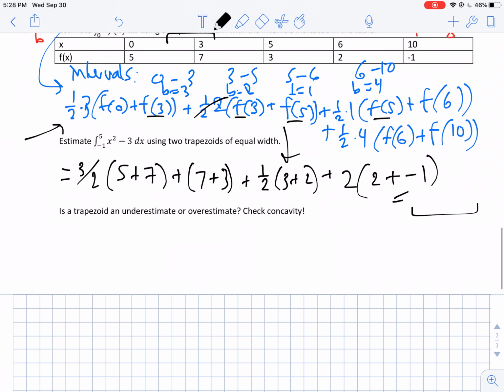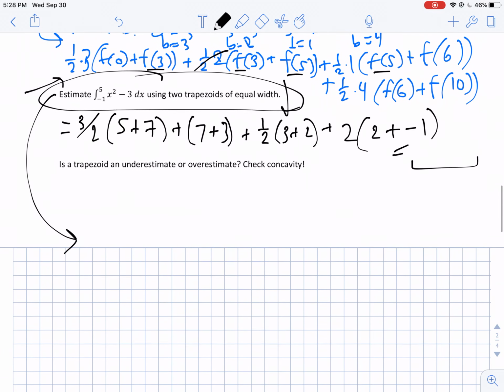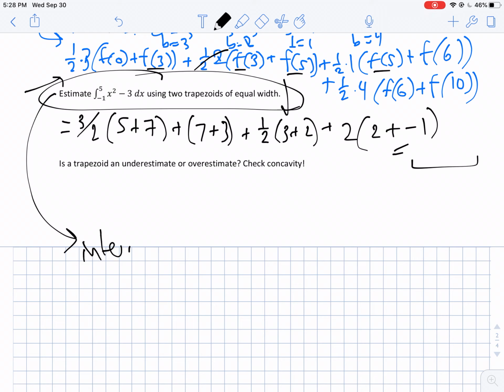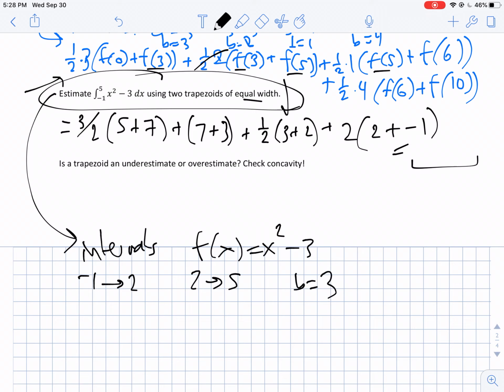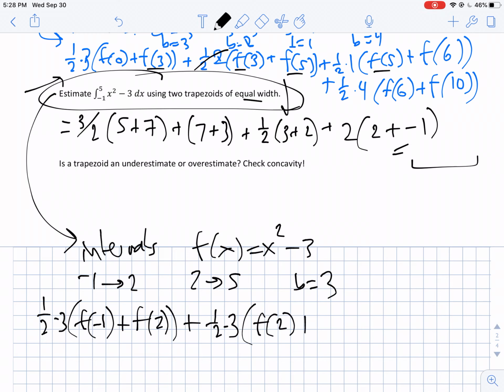So same thing here. If I give you this problem right here, and we'll solve it down below, same thing, right? I'm going to think about the intervals. I have this function x squared minus 3. So if I'm going -1 to 5, that has a width of 6. So I'm going from -1 to 2, and then from 2 to 5 for each interval. Each of these has a base of 3 because it told me to use 2 trapezoids of equal width. So here we'll do 1/2 times 3, and then f of -1 plus f of 2. And then 2 to 5, we have 1/2 times 3, and then f of 2 plus f of 5.